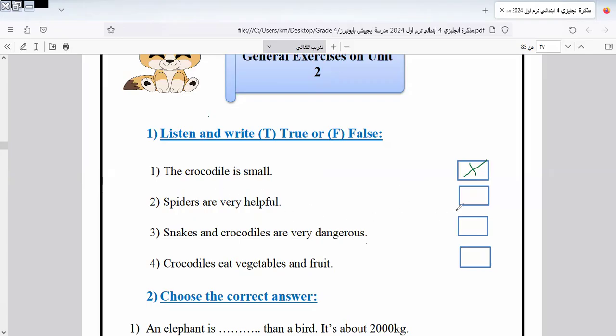Okay, tigers are very helpful. Yes, because as we know from the lesson, it helps the farmer, because it eats insects from the land. So it's helpful for the farmer. Snakes and crocodiles are dangerous. Yes, of course they are dangerous. Crocodiles eat vegetables and fruits. Wrong. It eats meat, not vegetables and fruits. Okay.